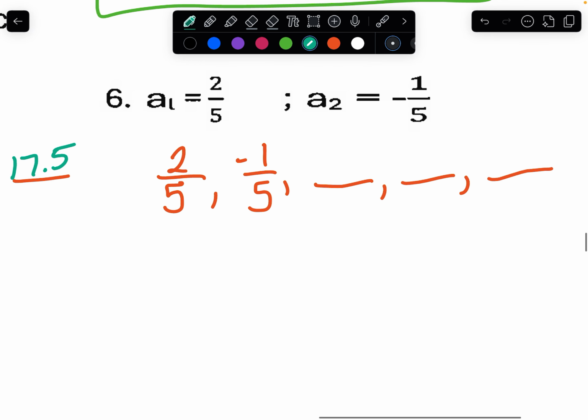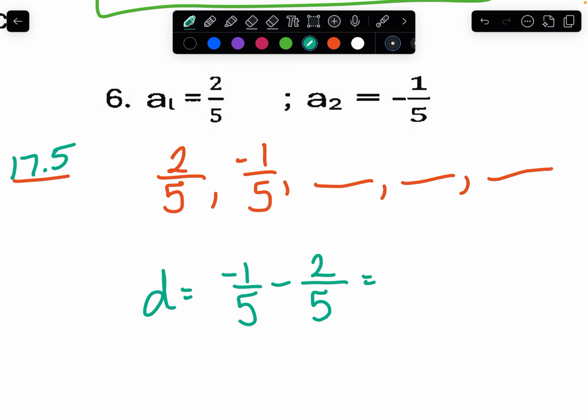So you might be able to see it, but I always like to remember my common difference formula: second term minus your first term. It's coming from our slope form, our formula for slope for 2 points. We'll talk more about it next class or later in this video. But anyways, getting back to this, we would get -3/5.